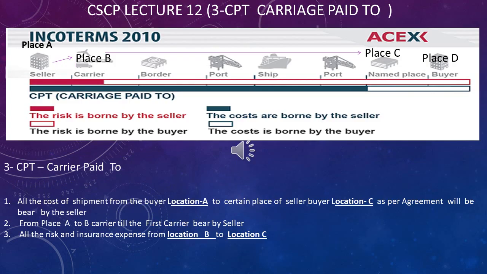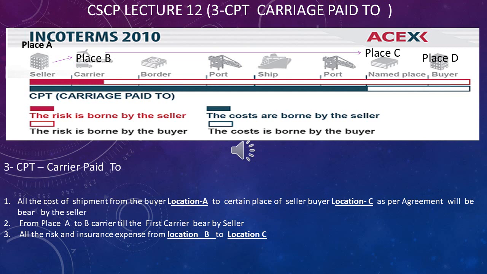Now come for the incoterm number 3, CPT, that is carrier paid to. That simply means all the expenses of the transportation from place A, that is the seller, to the receiving location described by the buyer, all transportation expenses will be borne by the seller.